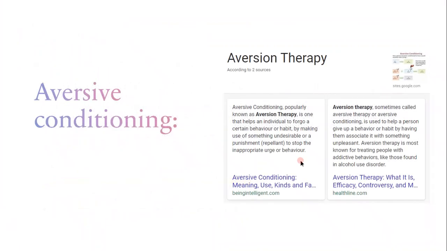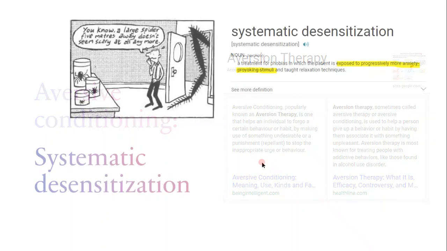I got there eventually. Aversive conditioning, or aversive therapy, is one that helps an individual to forego a certain behavior or habit by making use of something undesirable. For example, there is a treatment for alcoholics where they ingest a pill that will cause them to throw up if they take any alcohol. So the person thinks, it's only a pill, it's only going to make me throw up. Yes, but if you keep drinking alcohol and you keep throwing up, then you're going to be conditioned to think that every time you drink alcohol, you're not going to feel that great and you're going to throw up. So you're not going to become an alcoholic anymore because it's going to make you vomit. And that's aversive therapy or aversive conditioning.